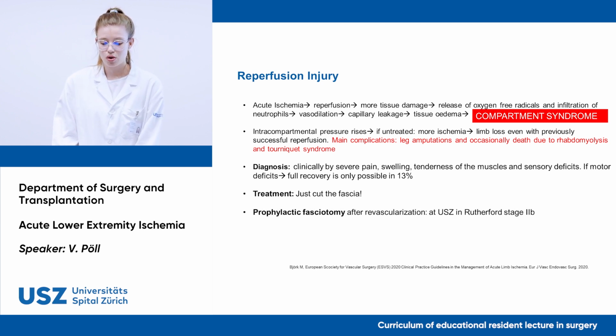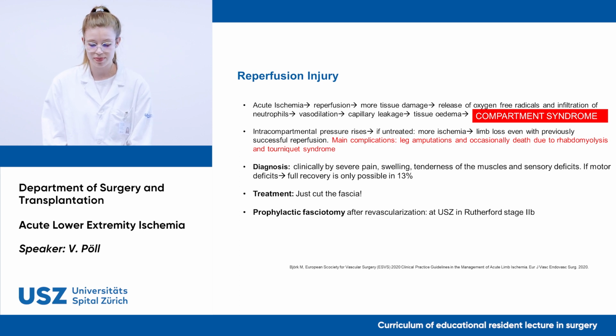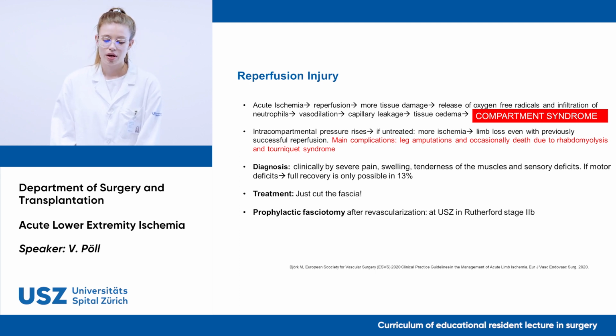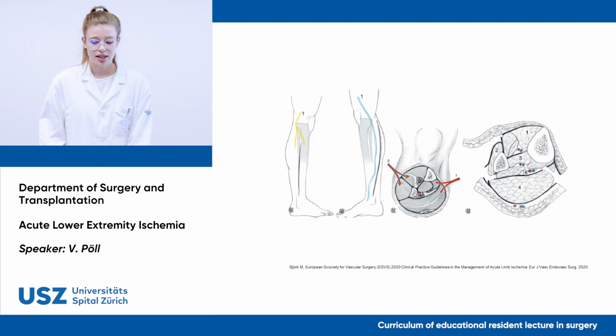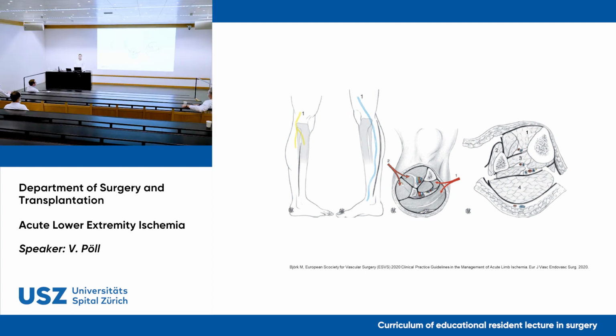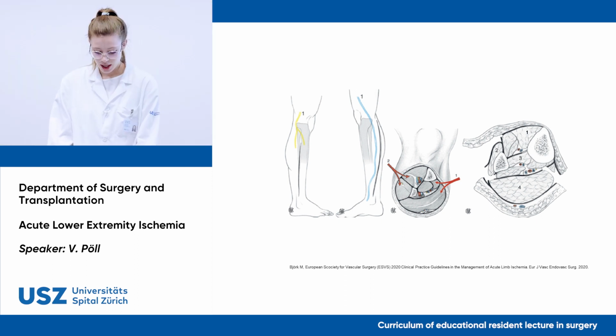But it is also important to do a prophylactic fasciotomy after revascularization due to the low sensitivity of diagnosis and often late diagnosis. At USZ, we do prophylactic fasciotomy in Rutherford stages type 2. And on this picture, you can see how it's basically done. So we need 2 incisions, one medial incision and one lateral incision. And this opens 2 compartment segments at one time.